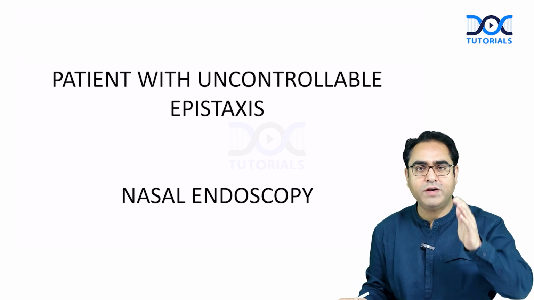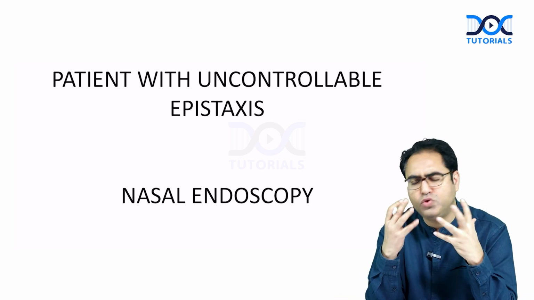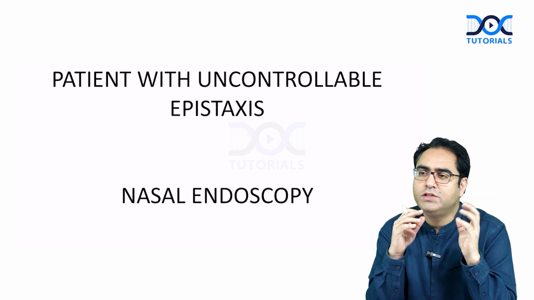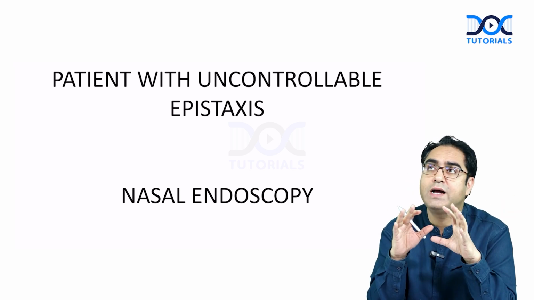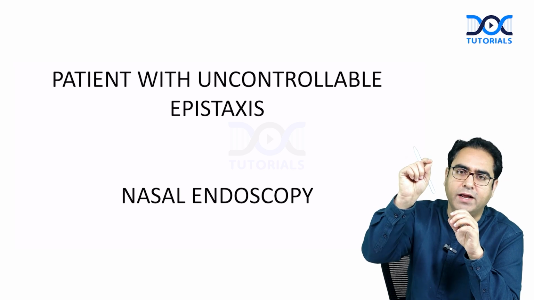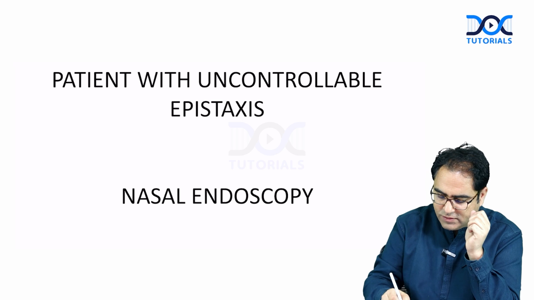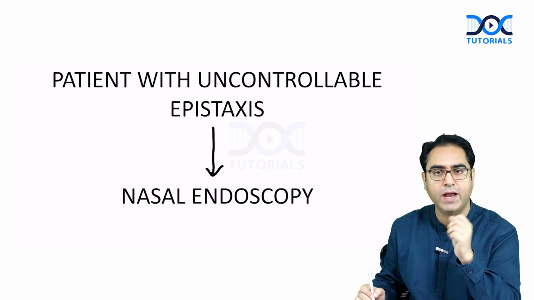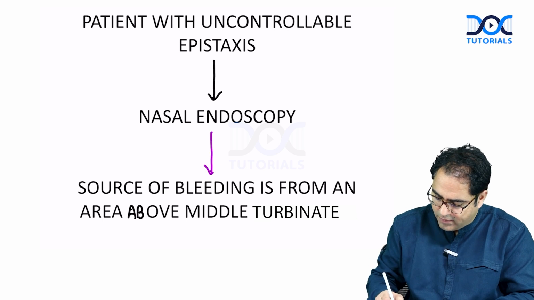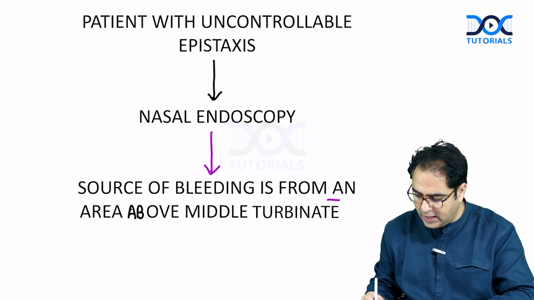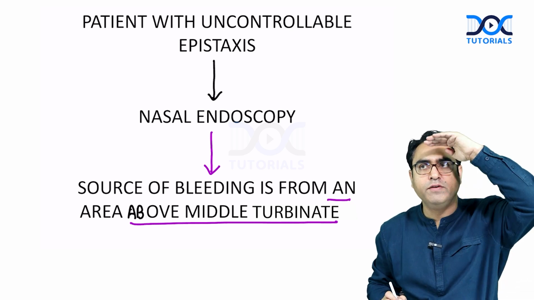Now, my dear friends, let's discuss one more clinical scenario. There's a patient of uncontrollable epistaxis, too much bleeding from trauma and all going on. Generally, we are not able to find out the site of bleeding because too much torrential bleeding is there. So we can't pinpoint the source of bleeding. But if you're lucky, you did a nasal endoscopy to find out the site of bleeding in this patient. And you are lucky, and you could easily see that the source of bleeding is from an area above the middle turbinate.